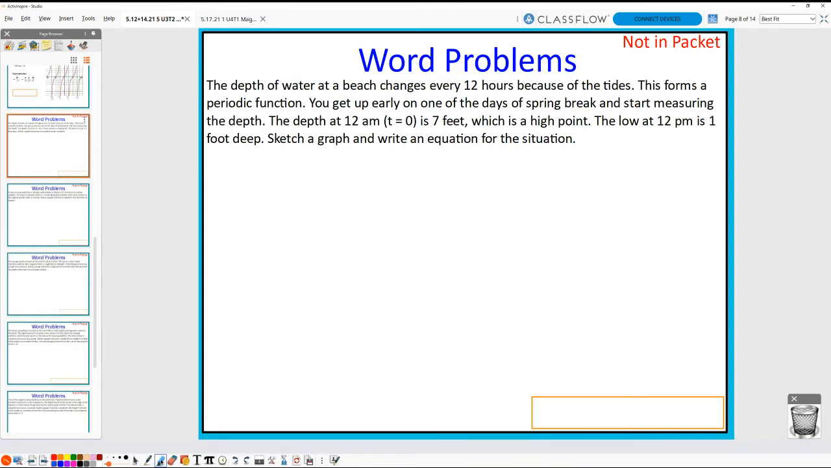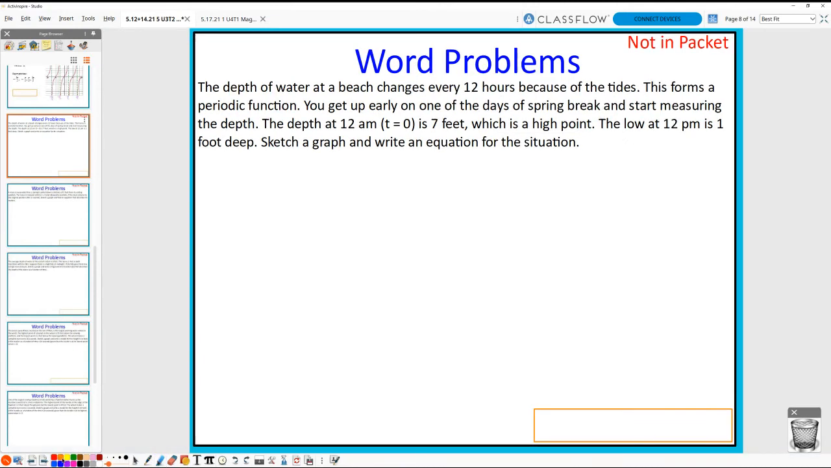So right there, we do have some information about my maximum. My maximum is 7 feet at t is equal to 0, or in this case, 12 a.m., because they tell me this is a high point. Right? This is a high tide. Similarly, in the next sentence, they tell me the low is at 12 p.m. and it's at 1 foot. So we want to sketch a graph, so on and so forth, and write an equation.